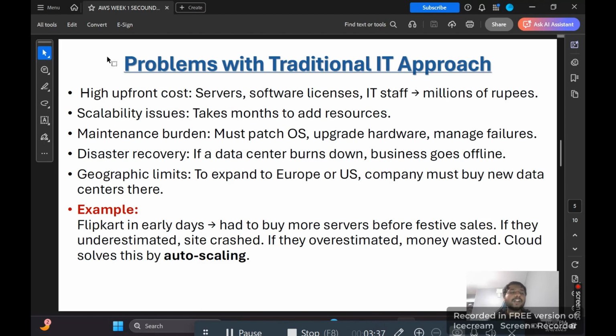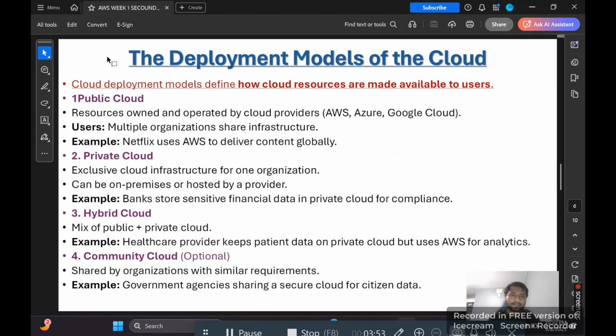For example, Flipkart in its early days had to buy more servers before festive sales. If they underestimated, the site crashed. If they overestimated, money was wasted. Cloud solves this by auto scaling.